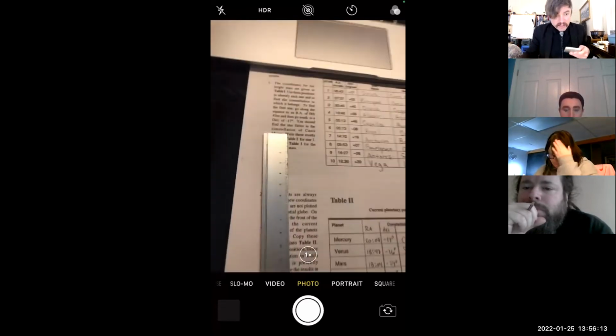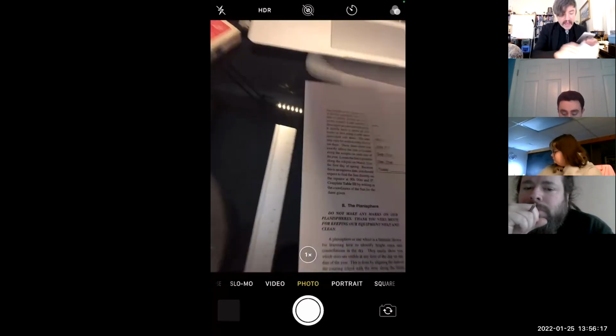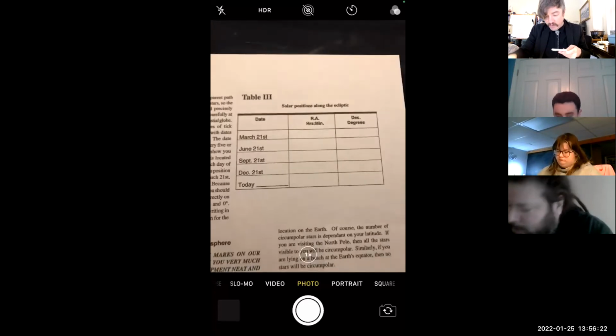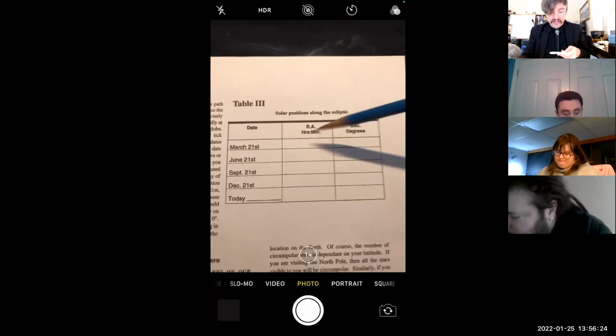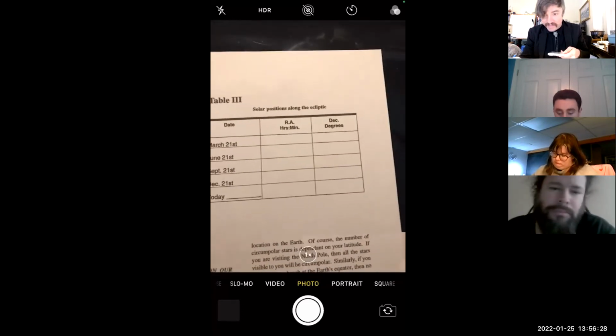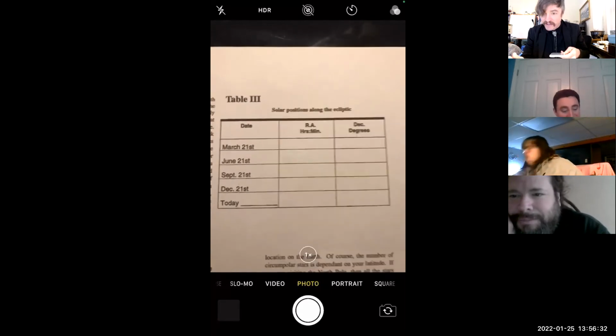Let's do one more little 5-minute exercise here, which I think will be fun. Actually, you probably already know the answers to these. In table 3, we've been asked to find the right ascension and the declination of these four seemingly random dates on the celestial sphere. Does this sound at all familiar to you guys?